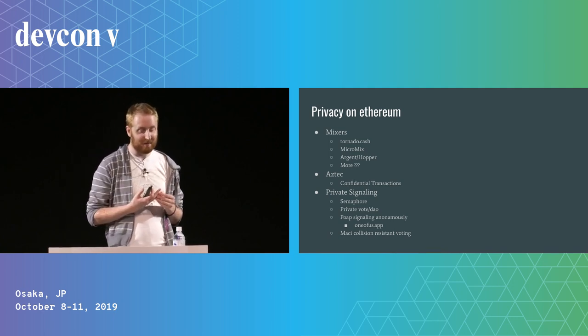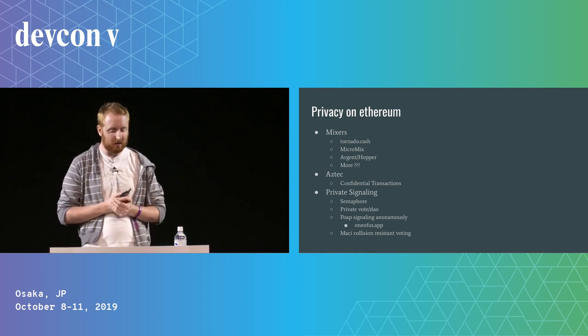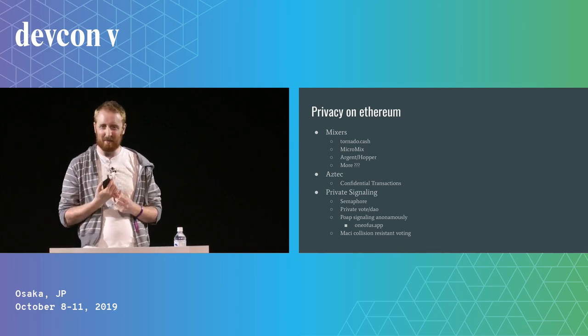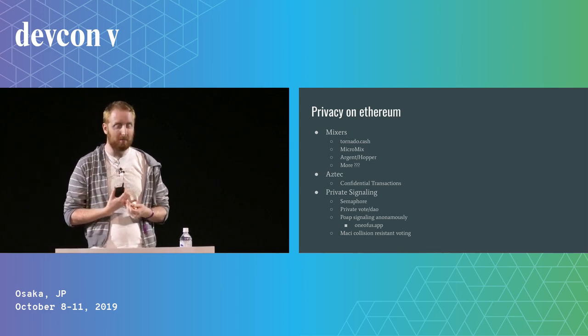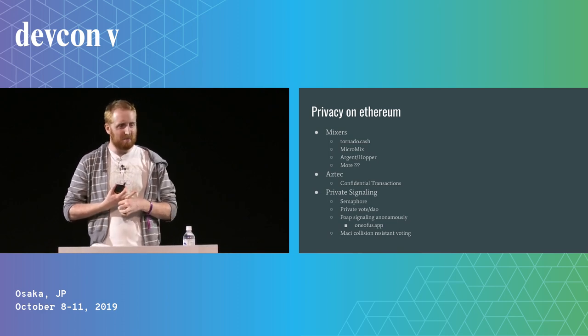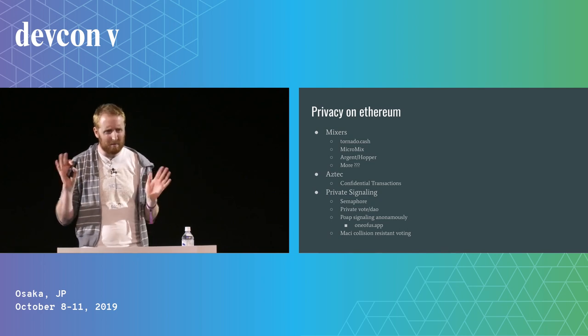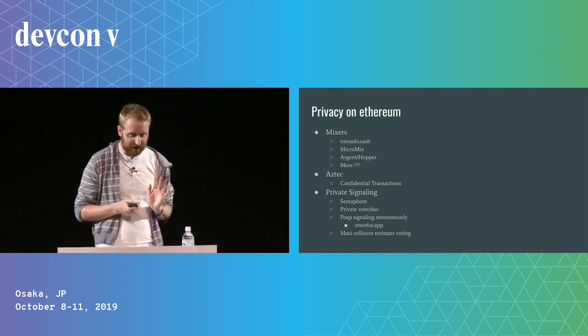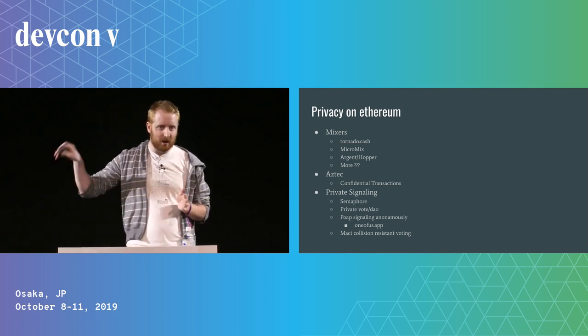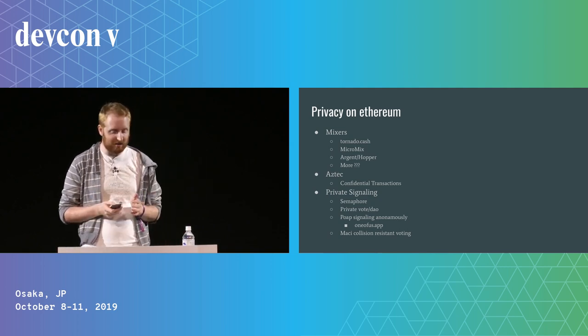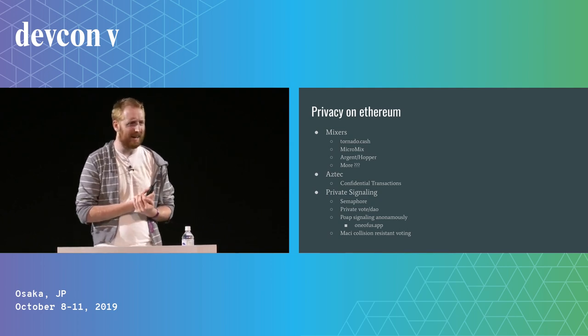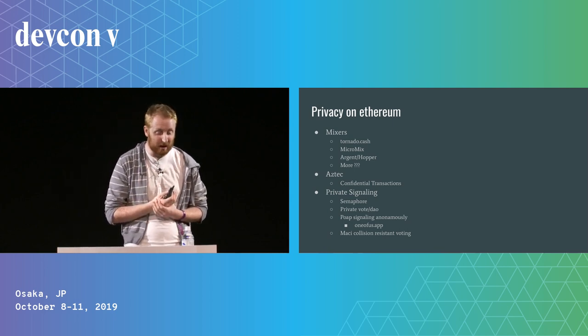For example, we have a bunch of mixers that are coming out. Tornado Cash is live on mainnet at the moment. Micromix is in progress. Argent Hopper is live on mainnet too, and maybe there's more that I left out. And then we have other interesting privacy applications like Aztec, which are about to run their trusted setup.